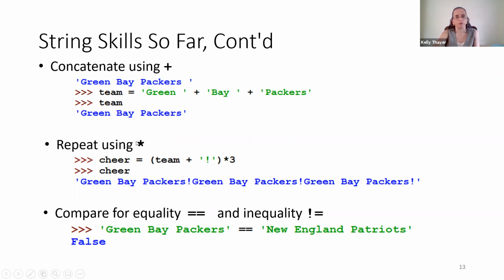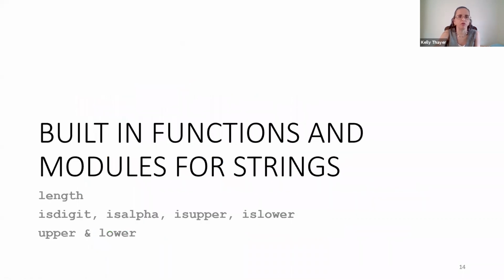We also know how to repeat them using the star. So here is an example of a cheer. So we're going to multiply by 3, which means it's going to increase whatever is in here that number of times. So here we have a cheer chant. We may wish to compare for equality and for inequality, so we can ask, are these two things the same or not? And they are definitely not the same. So we get false. So that's what we've done so far.